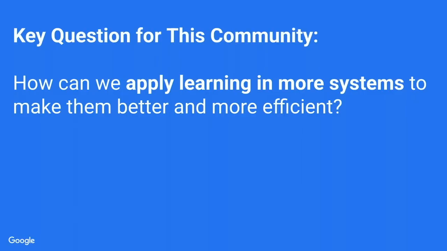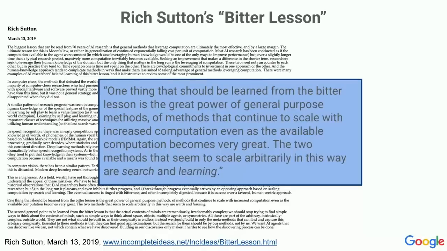But the key question for this community is how can we apply machine learning in more kinds of systems to make them better in various ways and also to make them more efficient? One of the things about Rich Sutton's article that I really like is the focus on search and learning often overcoming other methods. The best way to solve certain kinds of problems, particularly in computer systems, I believe, is with lots of search and lots of learning. And I think we are starting to dip our toe in that as a community, but we're not doing it as much as we should.